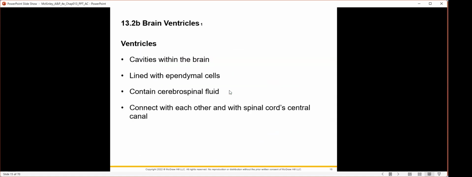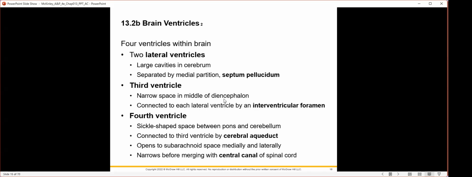In addition to these protective membranes, we also have spaces within the brain or cavities, which are called ventricles, okay? These ventricles are lined with another one of our neuroglial cells called ependymal cells. They regulate the composition of cerebral spinal fluid, and cerebral spinal fluid is the fluid that flows through these ventricles.